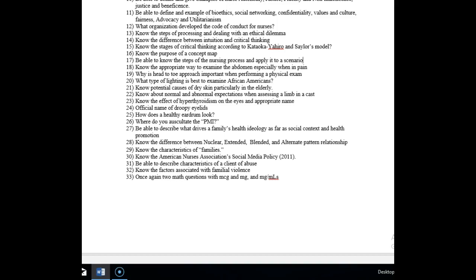Photophobia, you'll hear that, and that's sensitivity to light. Diplopia, that's double vision. Those are some words. Then I asked y'all about the droopy eyelids. The droopy eyelids is called ptosis. A lot of times you'll see that.